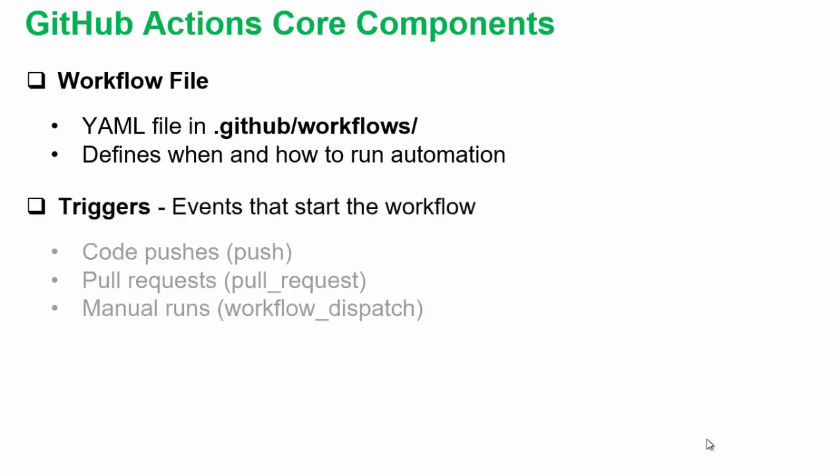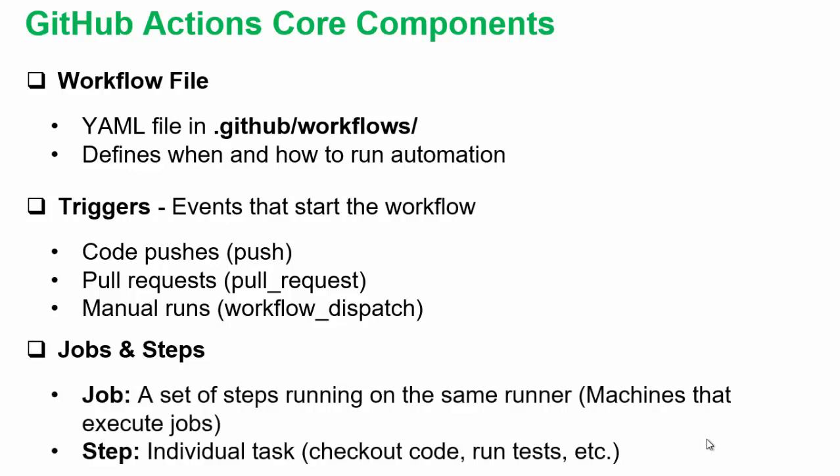There is a concept of triggers. These are basically the events that will start the workflow. It could be a code push, it could be a pull request, it could be a manual run as well. And inside the workflow, we have the concept of jobs and steps. A job is basically a set of steps running on the same runner. By runner, we mean machines that execute jobs. These machines are provisioned by GitHub Actions when we start our workflow.